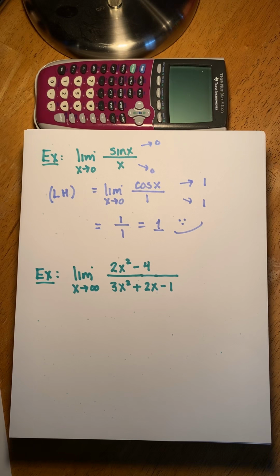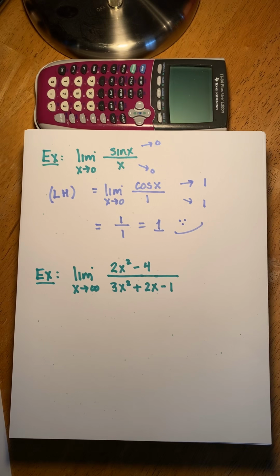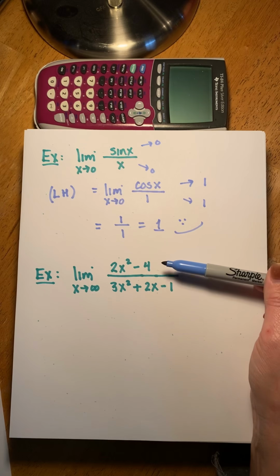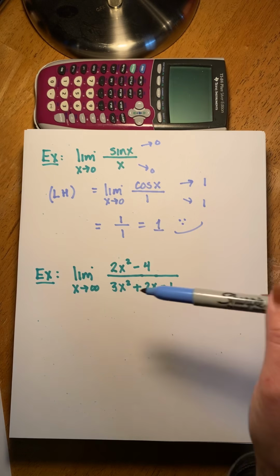Previously, we used that little trick when we had a rational expression. We have the degree of the top is equal to the degree of the bottom.